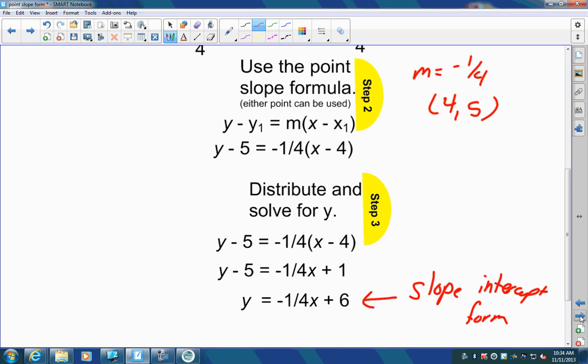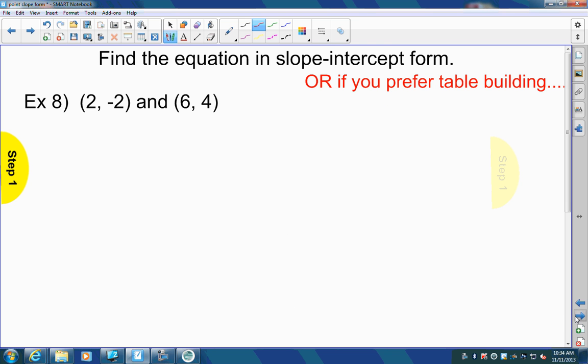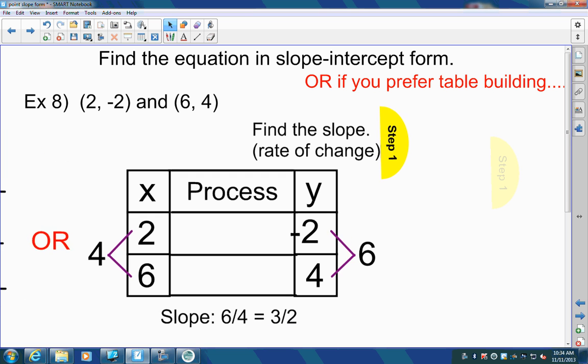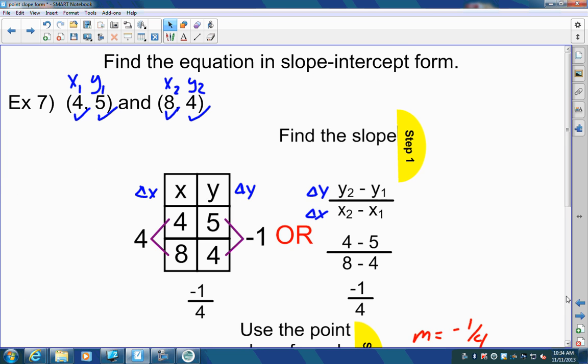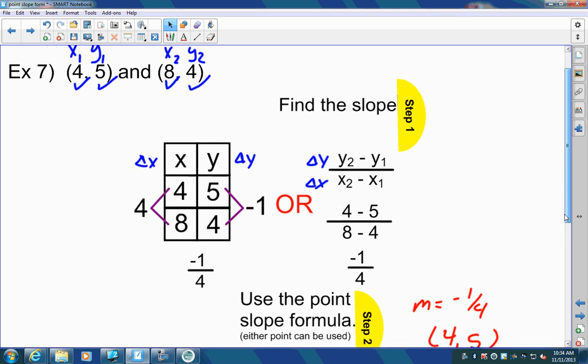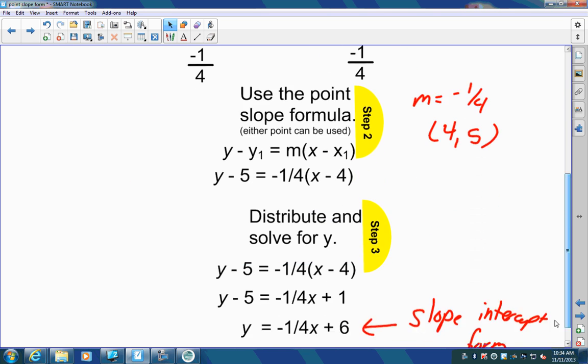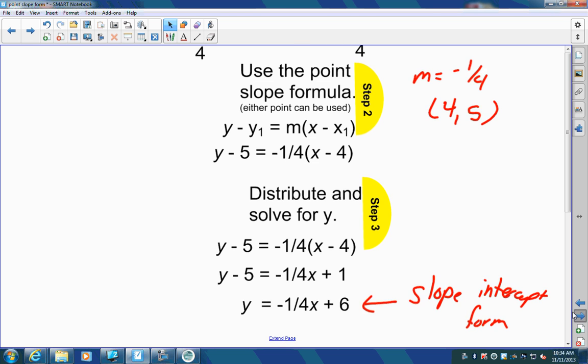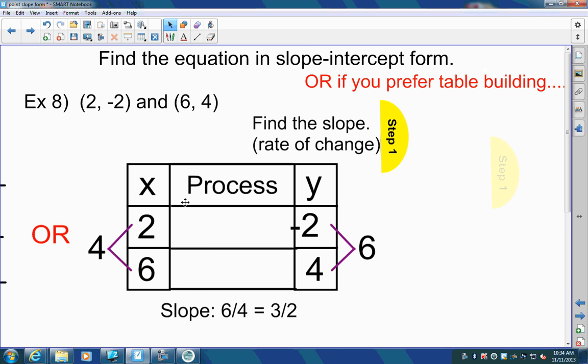So let's try this next one. Right here, when you have your 2 points, the other way you can do it is by doing your table. Like over here on this one, we went through and did the point-slope formula by finding the slope, substituting it, and solving for y. But then you could just go through and do all of your stuff in your table like we have in the past.